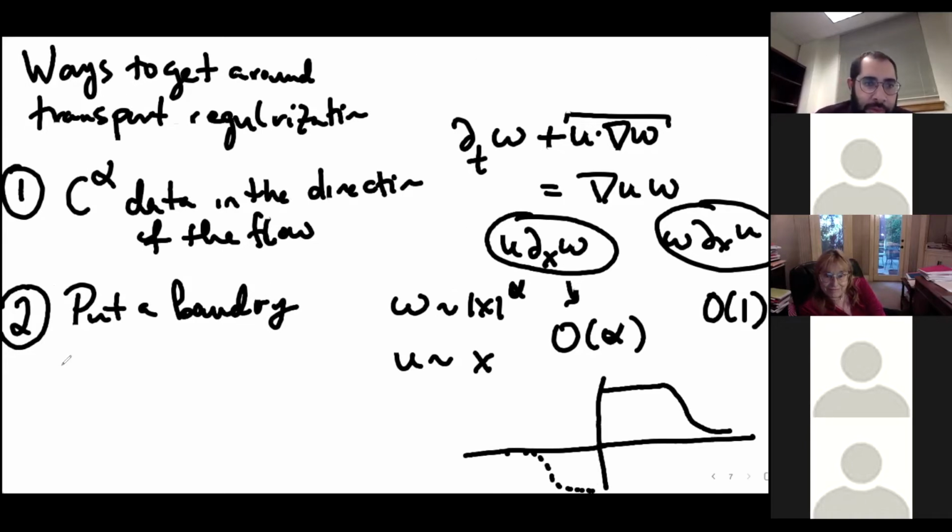And the third way, which I guess is newer, at least to me, is to consider situations where there's a parity difference.